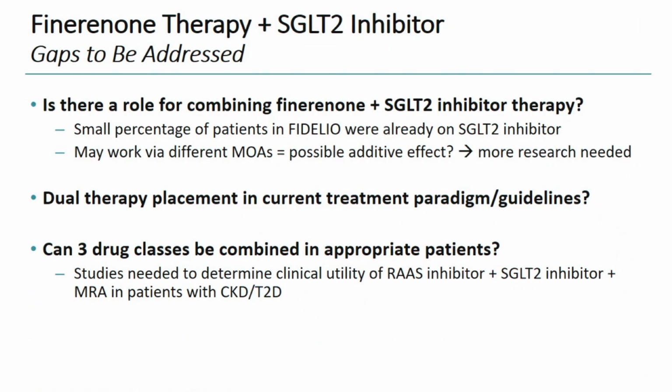So for the future, what are the gaps? Can we use a combination of finerenone and an SGLT2 inhibitor? In the trial, a very small number of patients were assessed who were on both finerenone and an SGLT2 inhibitor. But understanding their different pathophysiological mechanisms, it seems combining them is going to be beneficial, but we do not have any large-scale randomized trial to answer this. So dual therapy has a role in current treatment guidelines. Can a three-drug combination, meaning a RAS inhibitor, SGLT2 inhibitor and MRA, in patients with CKD and type 2 diabetes provide further benefit? Again, this question will be answered by future randomized controlled trials.